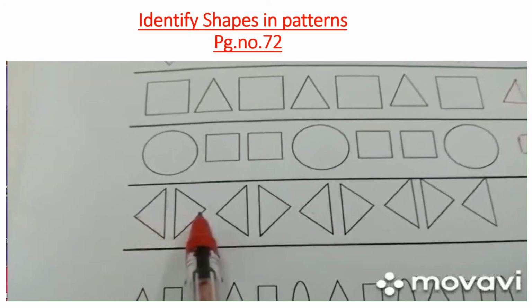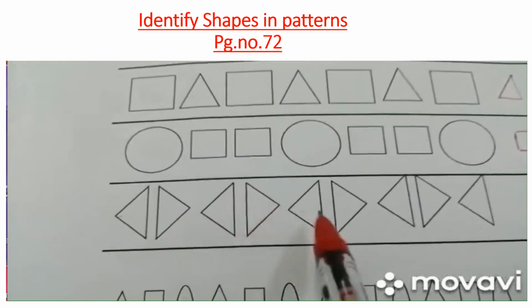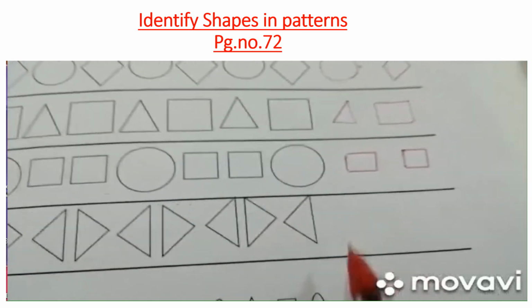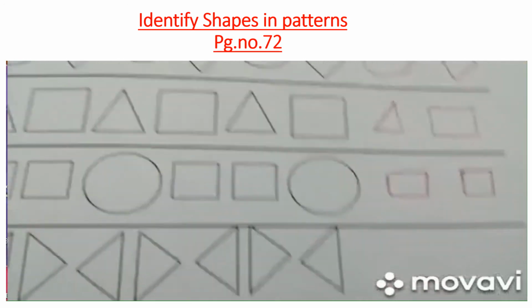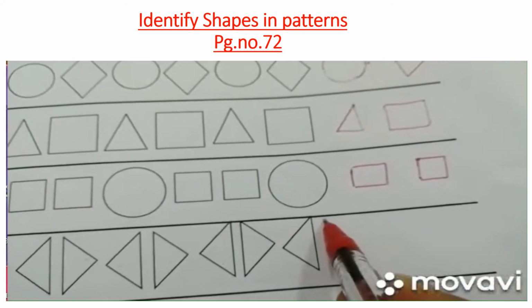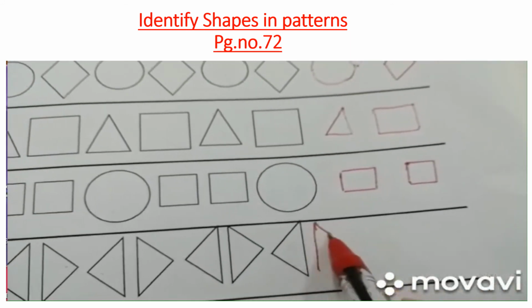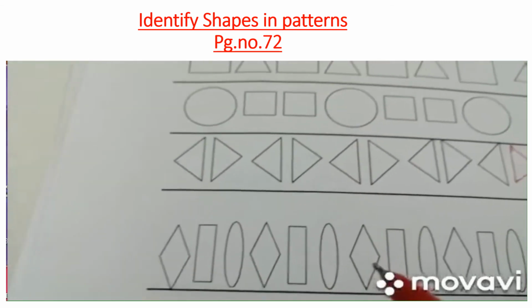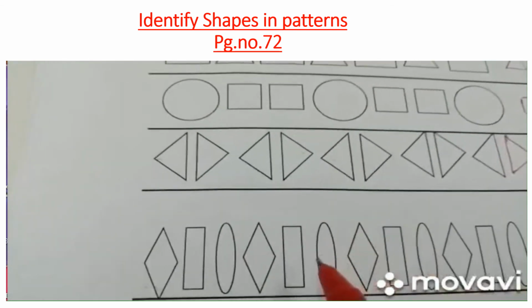this point is from here. The corner is from here. See, this point is from here. So we will draw the triangle from this side. Let me draw it like this. See, isn't it? See, this is the pattern. This is the pattern now.